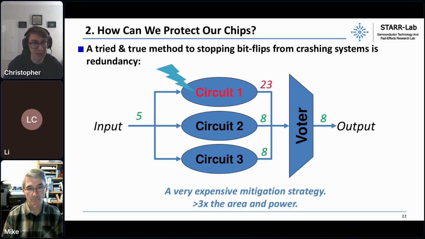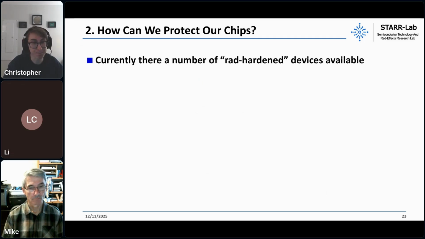But this is quite an expensive mitigation strategy. It obviously does work, but now you're triplicating the amount of area and power that you need to run the design. And there's also some architectural changes and overhead to add these voters. You might have to go back and repair circuit 1. So it does become a little bit more challenging and expensive, but it does work.